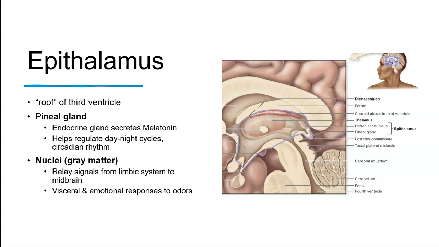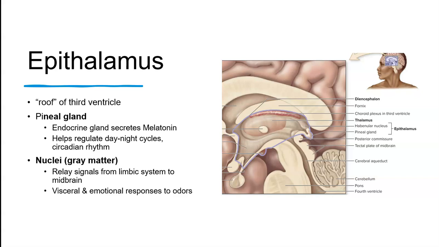It contains the pineal gland, which is a part of the endocrine system, and it secretes a hormone called melatonin. Melatonin is responsible for our day-night cycles, known as our circadian rhythm, and it helps to regulate our sleep-wake cycle. So when it is dark, we release more melatonin, and that is supposed to make us sleepy.